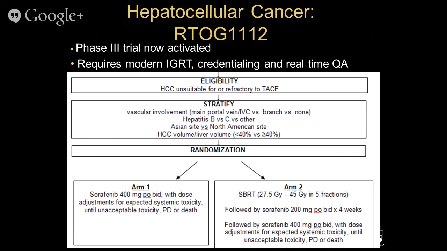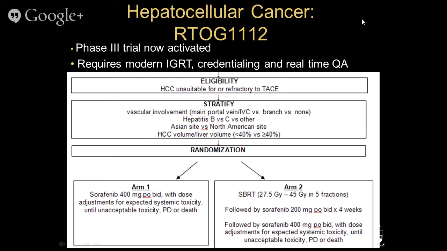So from this experience and promising results using radiation for HCC with portal vein thrombus, this has led to the phase 3 study through the RTOG 1112, that is randomizing patients with locally advanced hepatocellular carcinoma, unsuitable or refractory to TACE. So the majority will have portal vein vascular invasion, to standard of care, which remains sorafenib, versus 5-fraction SBRT followed by sorafenib. The primary endpoint is survival.